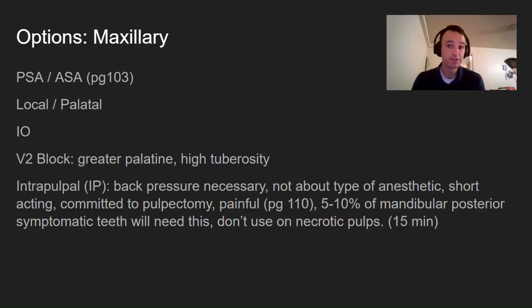You can do an intraosseous in the maxillary, and you can do an intrapulpal. That's good for maxillary or mandibular. I just didn't have room in the last slide. For an intrapulpal, things to remember: you have to have back pressure. It's not necessarily about what the anesthetic is doing, because it's a pressure thing. Unlike the intraosseous, where you need back pressure just to move it in, with the intrapulpal the pressure is causing the anesthesia. It's very short acting, and you're committed to removing the pulp at that point.